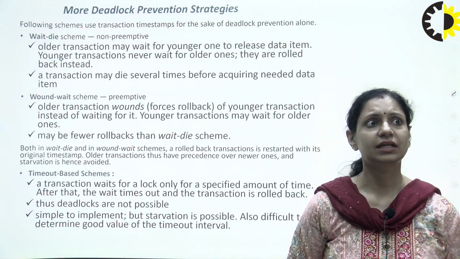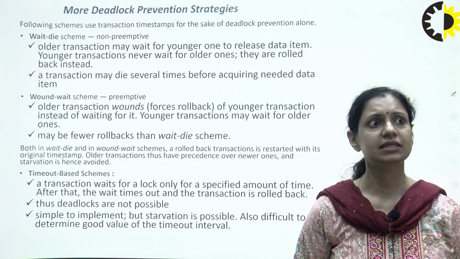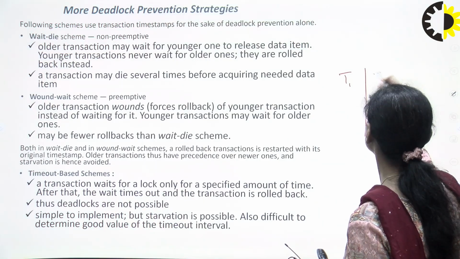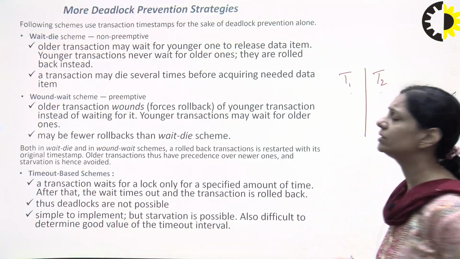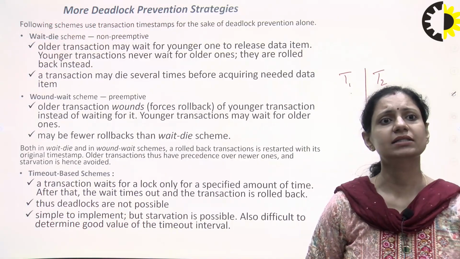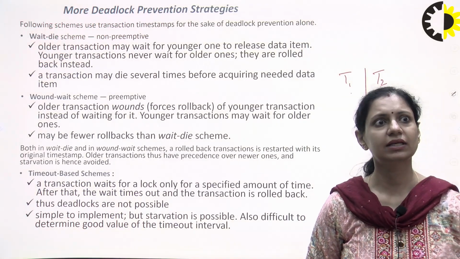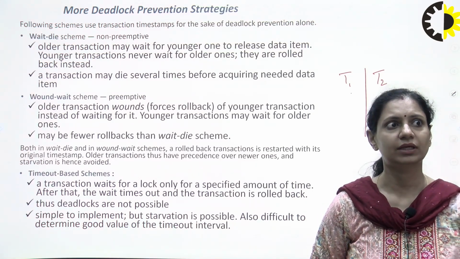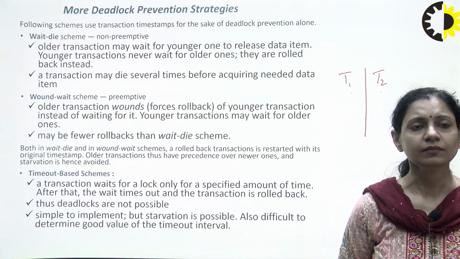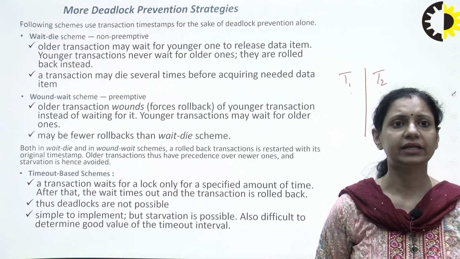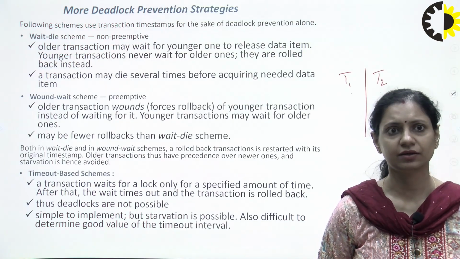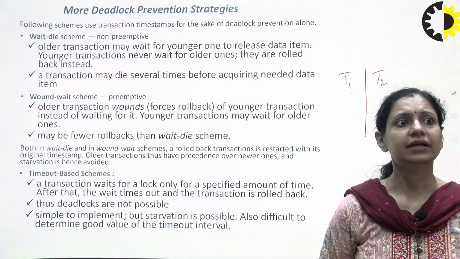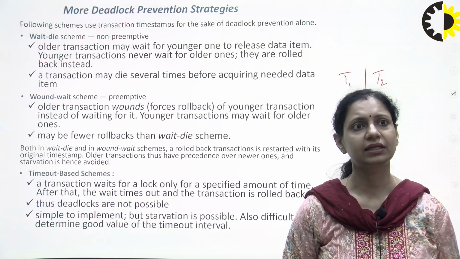So we have certain deadlock prevention strategies. In the wait-die scheme, suppose we have transactions T1 and T2, where T1 is an older transaction and T2 is a newer transaction. The older transaction will wait for the younger transaction to release a data item, but the younger transaction will never wait for the older one. They are rolled back instead. So the older transaction keeps on waiting and the newer transaction, if it does not get the data item that it is waiting for, will roll back. So a transaction may die several times before acquiring the needed data item.